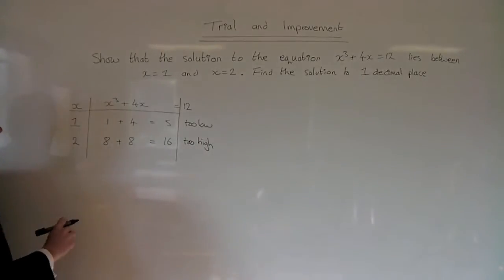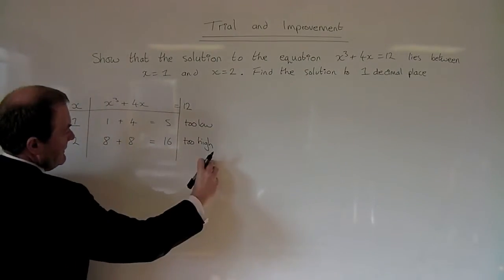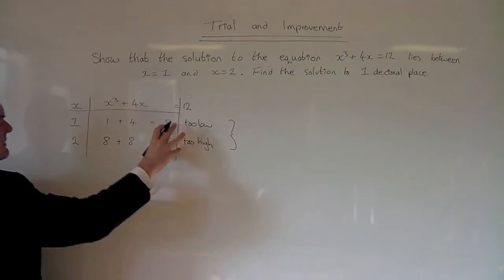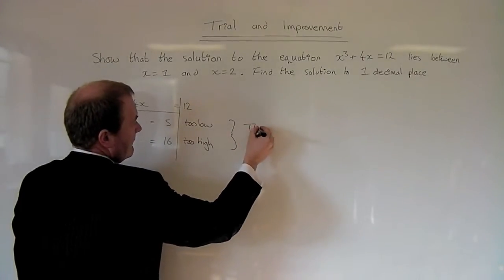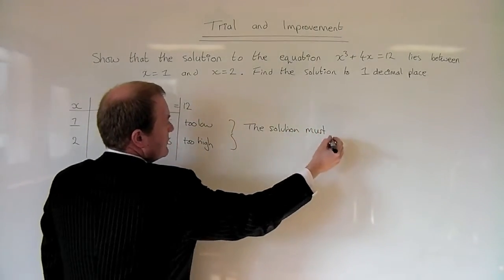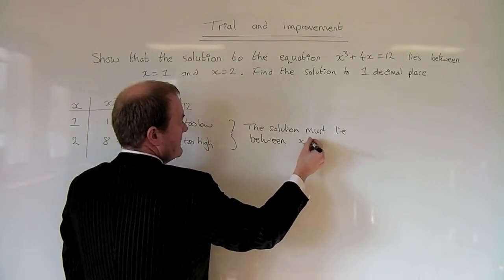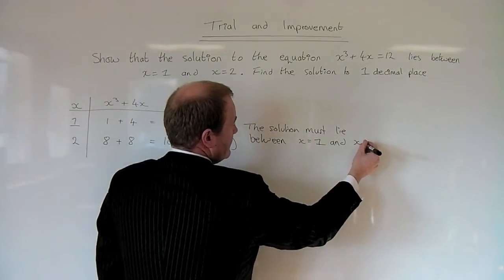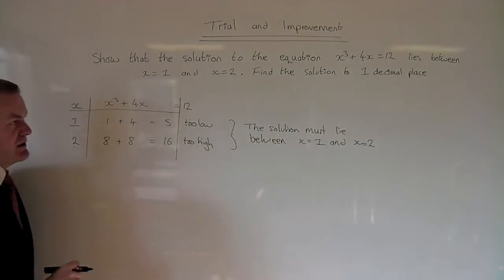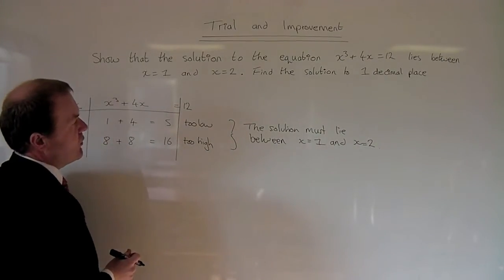So what I'm showing here now is, on my exam paper, when I'm answering a question, I want to either write a sentence underneath or to the side, depending on where you're working. So I'm going to take that information and say the solution must lie between x equals 1 and x equals 2. So I'm showing the examiner that I understand what I've done, and I'm highlighting the equation that I've worked out to show that answer. Then it says find the solution to one decimal place.